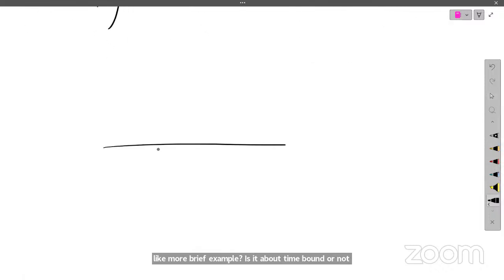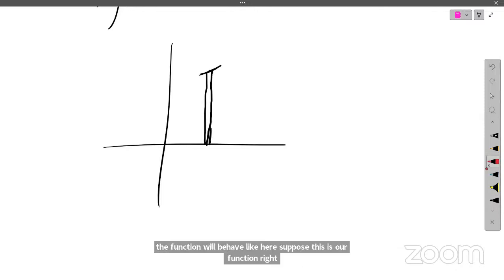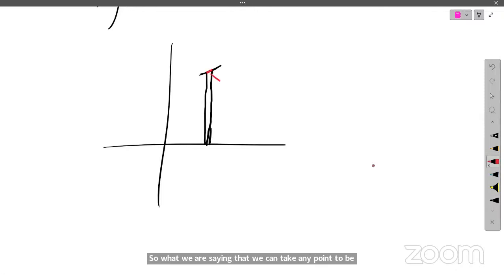See, what happened? What we are doing, we are actually finding the width of the rectangle. If you consider a rectangle with such a small width, suppose this is your rectangle, then the function will behave like this. Suppose this is our function, right? So we are saying that we can take any point in between as our height. Here, what is happening?